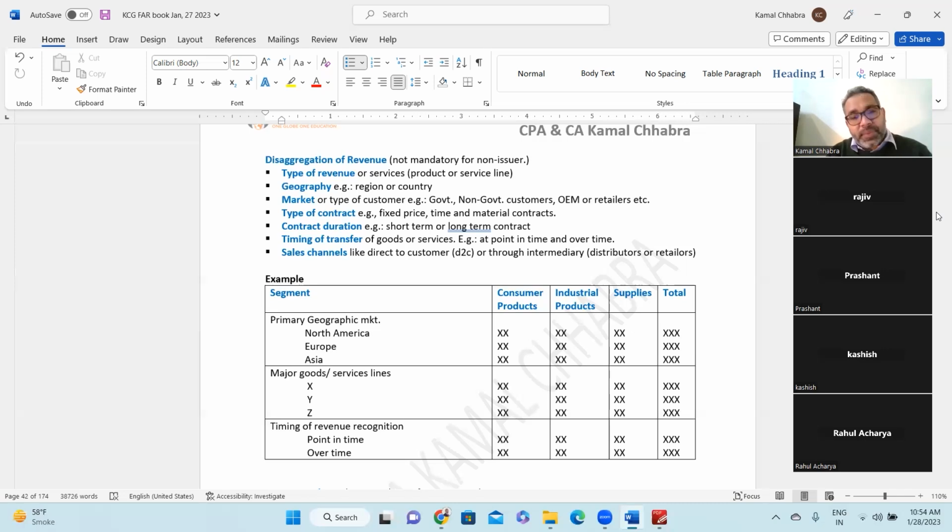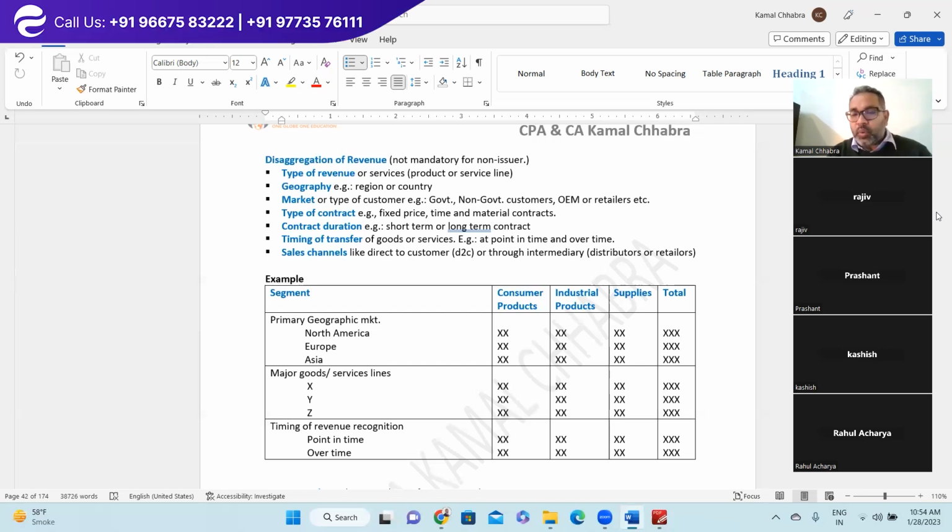Type of contract: you have fixed price contract, time-based contract, material contract, right? Contract duration: short-term contract, long-term contract, point in time, over a period of time. Timing of transfer of goods and services. Last one is sales channel, like D2C, or through an intermediary distributor channel or retailer channel. So these are certain ways. Some of the ways can be applicable to your company or your client, so you need to identify what is applicable to your company or respective client. These are all illustrative examples, but there may be a number of other permutations and combinations for disaggregated analysis of revenue.